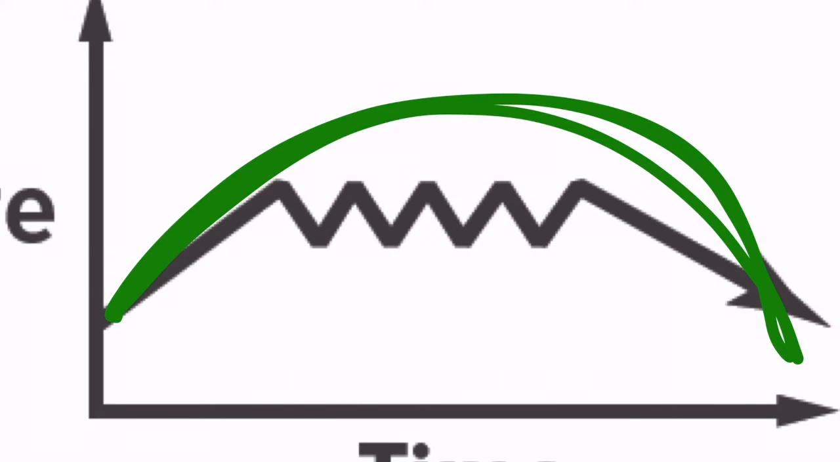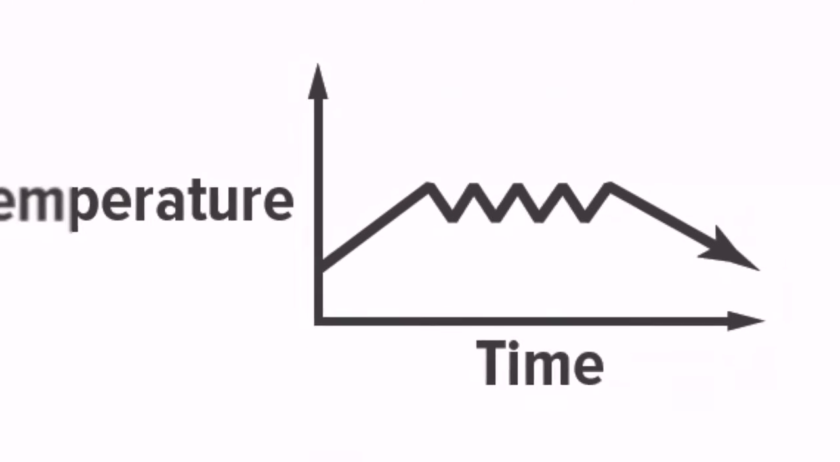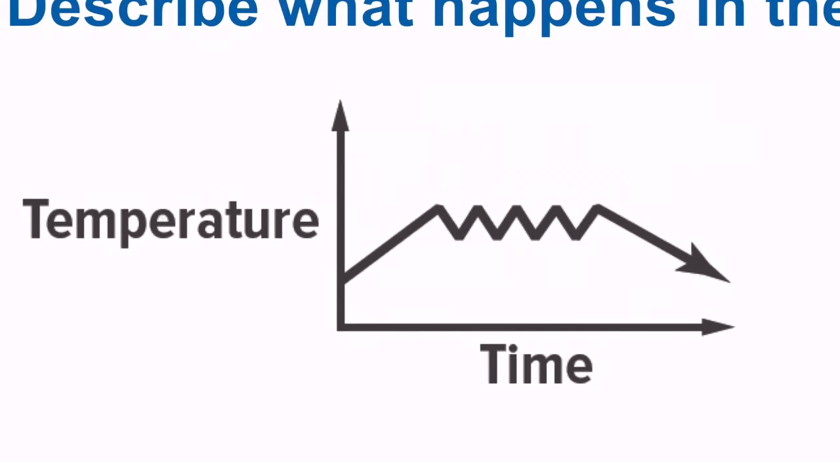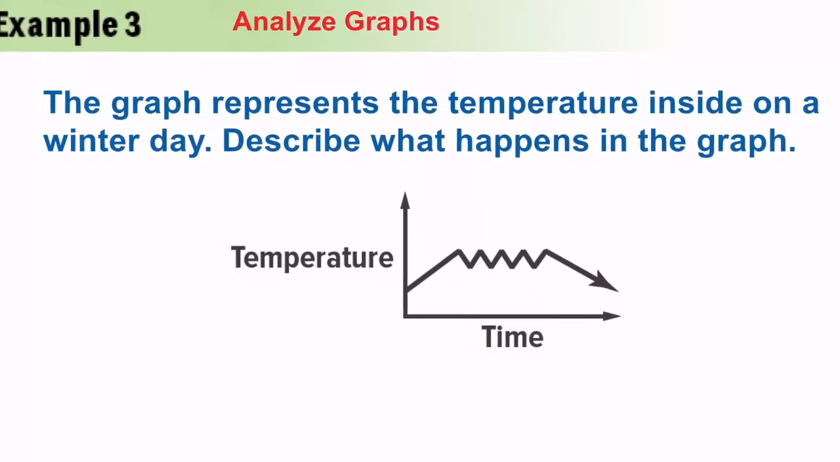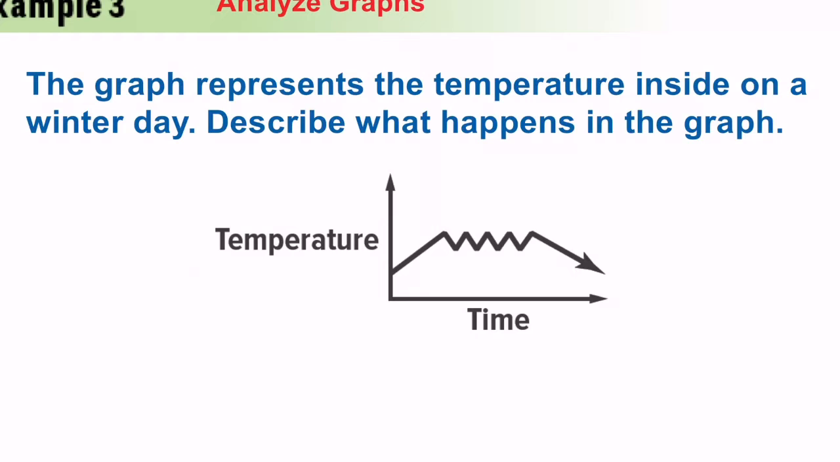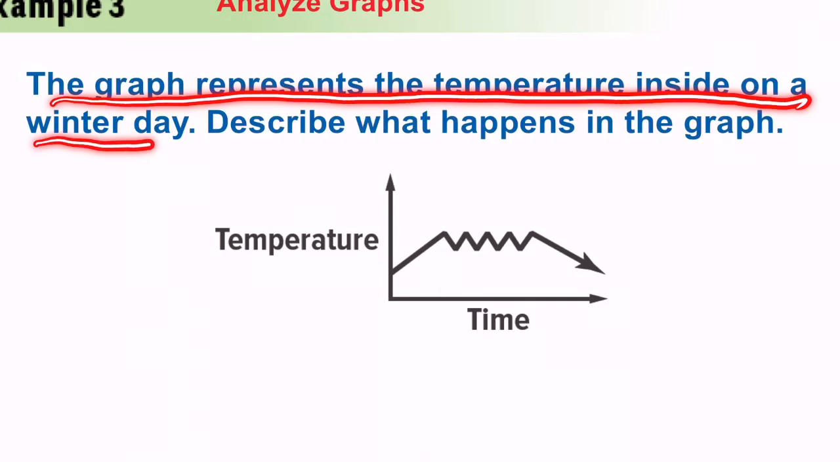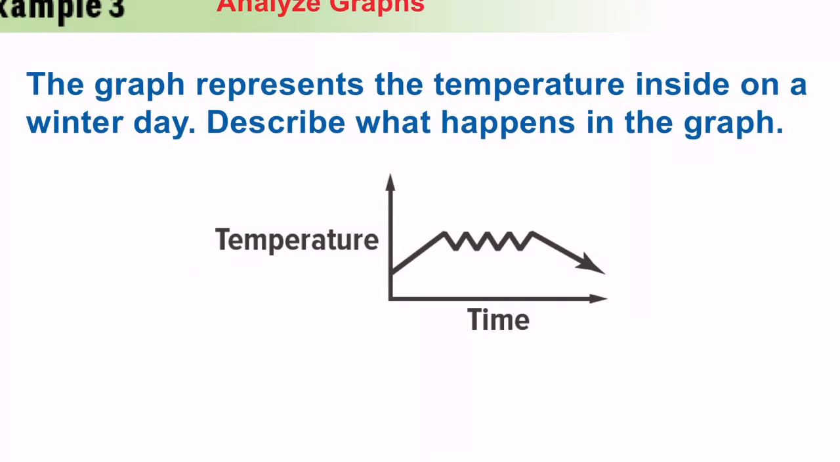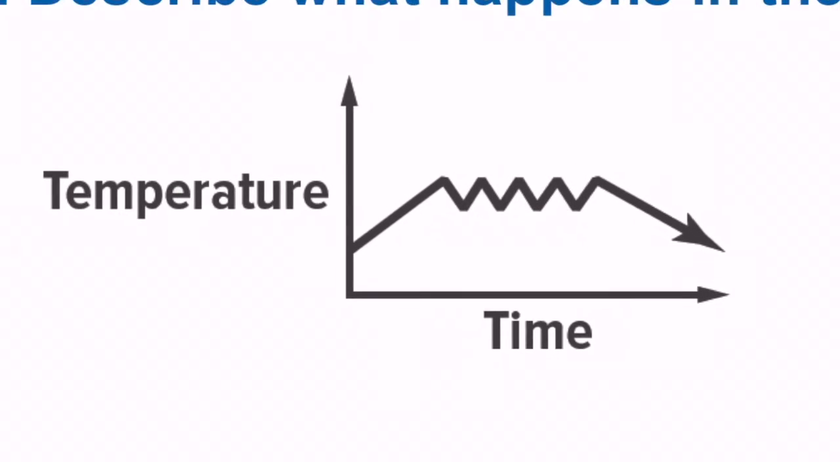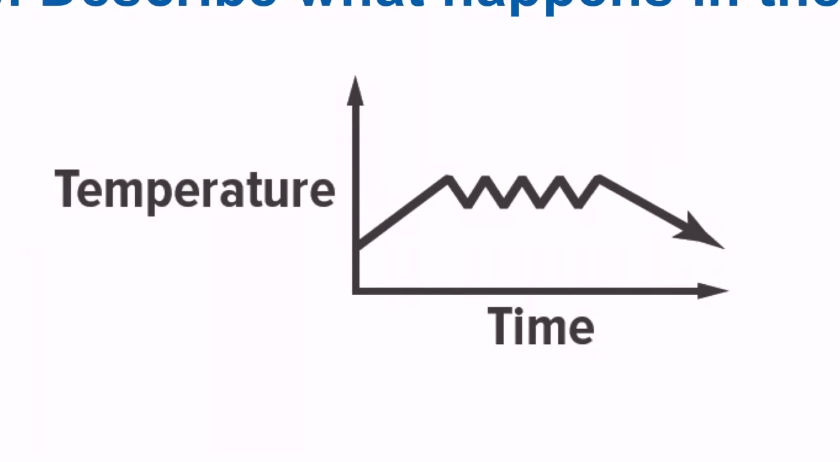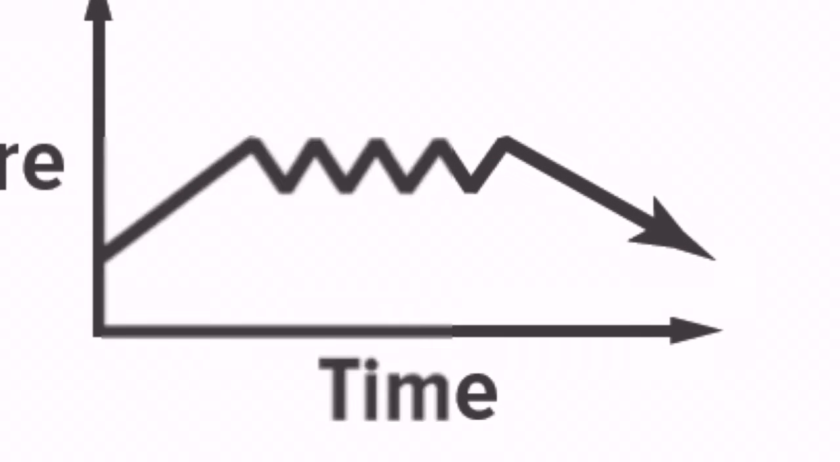So before we can talk about a graph, we need labels. In this case we're talking about temperature and time. Well, it's always a good idea to read the description of the problem. It says the graph represents the temperature inside on a winter day. So you're inside your house. Describe what happens in the graph. So now we know that we're talking about temperature and we're talking about time. All we have to say is what's going on according to the graph. What's happening to the heat based on the behavior of the graph.